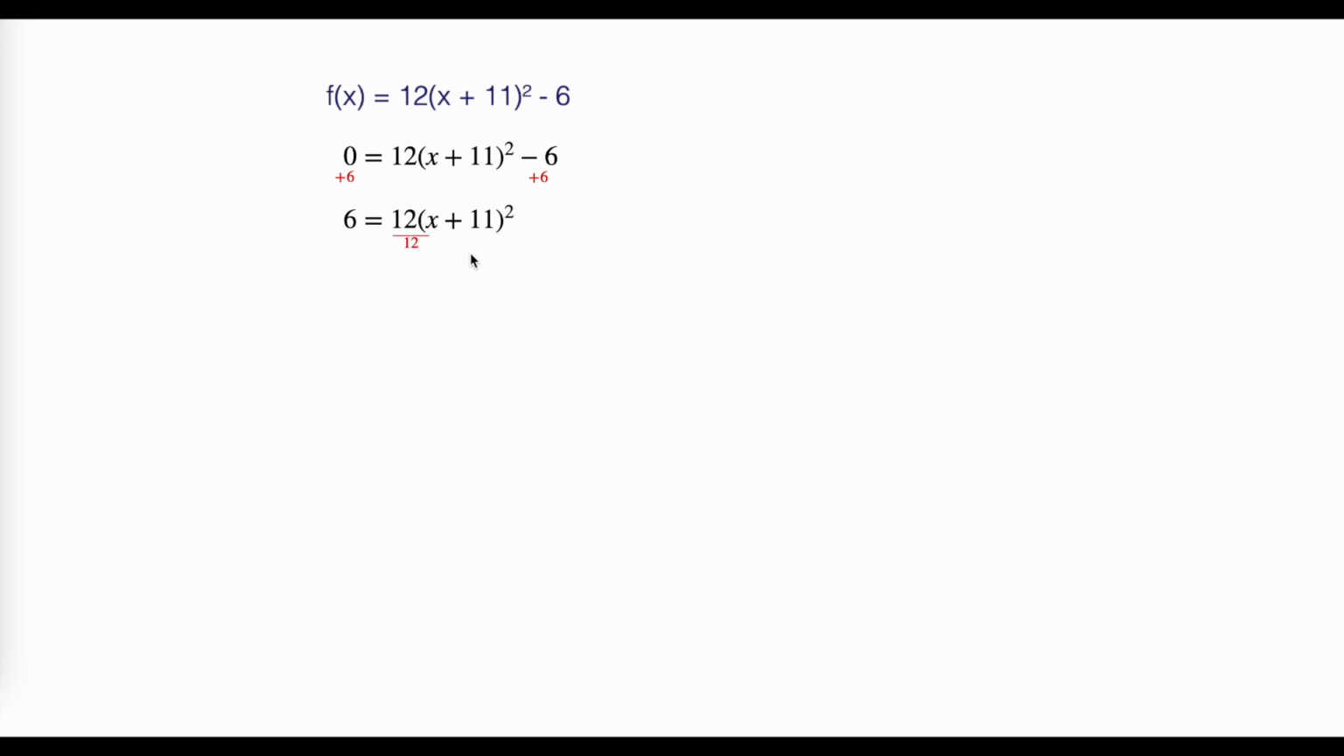I want to get rid of the 12. It's multiplying the bracket, so I'm going to divide both sides by 12. 6 divided by 12 is 0.5. 0.5 is equal to x plus 11 squared. I'm going to take the square root of both sides to get rid of the square. That's going to give us plus or minus the square root of 0.5 is equal to x plus 11. Get rid of the 11, subtract 11 from both sides. That gives us negative 11 plus or minus the square root of 0.5.